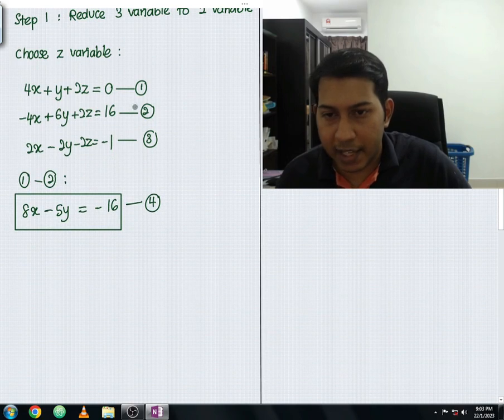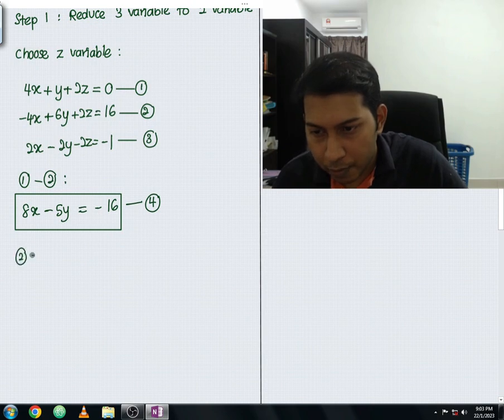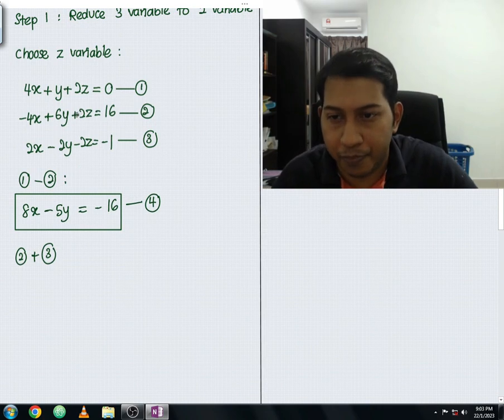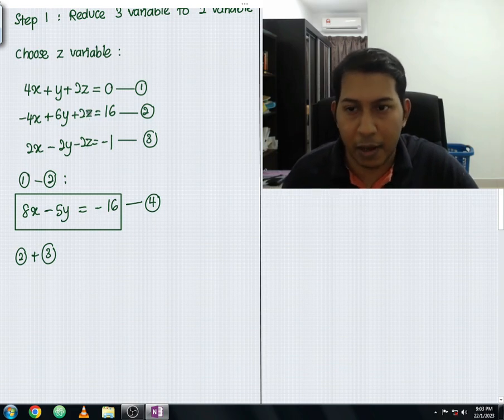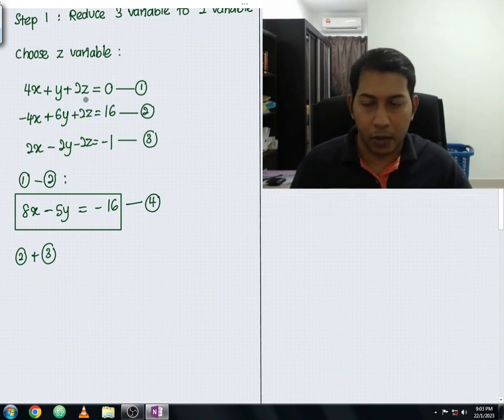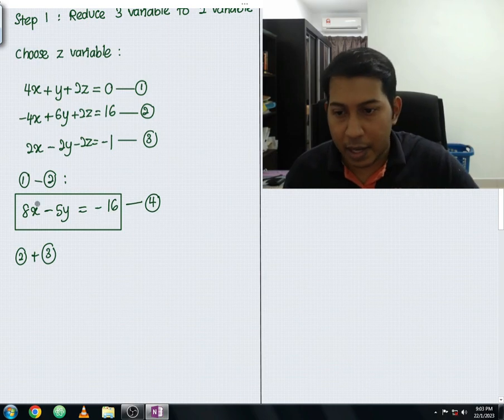From here, let us proceed to the second step of working, with equation 2 and equation 3. Equation 2 plus equation 3, guys. Sorry, because like I said earlier, the coefficient of z, we need to cancel them out. So in order for them to cancel out, you just plus them together. Let me repeat again, equation 2 plus equation 3.